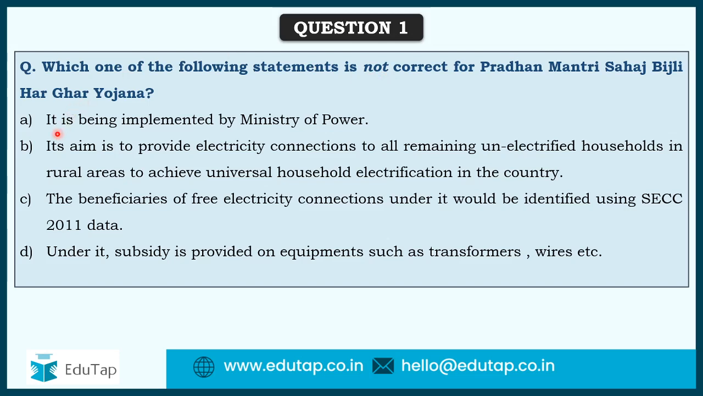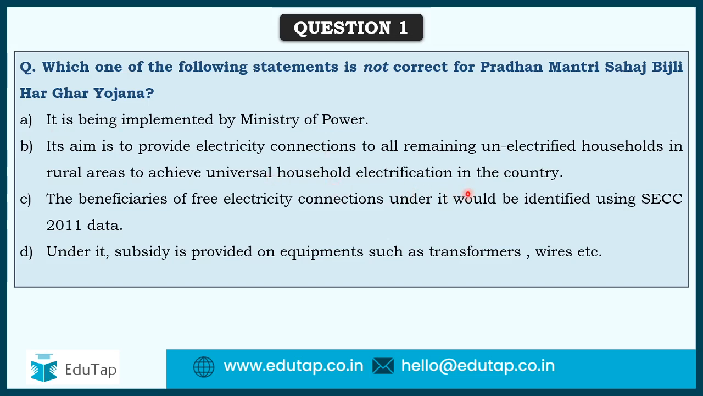Option A is, it is being implemented by Ministry of Power. So seems fair enough. Bijli Har Ghar Yojana, Bijli is related to Ministry of Power, so it is implemented by Ministry of Power. This is true. Option B is, its aim is to provide electricity connections to all remaining unelectrified households in rural areas to achieve universal household electrification in the country.